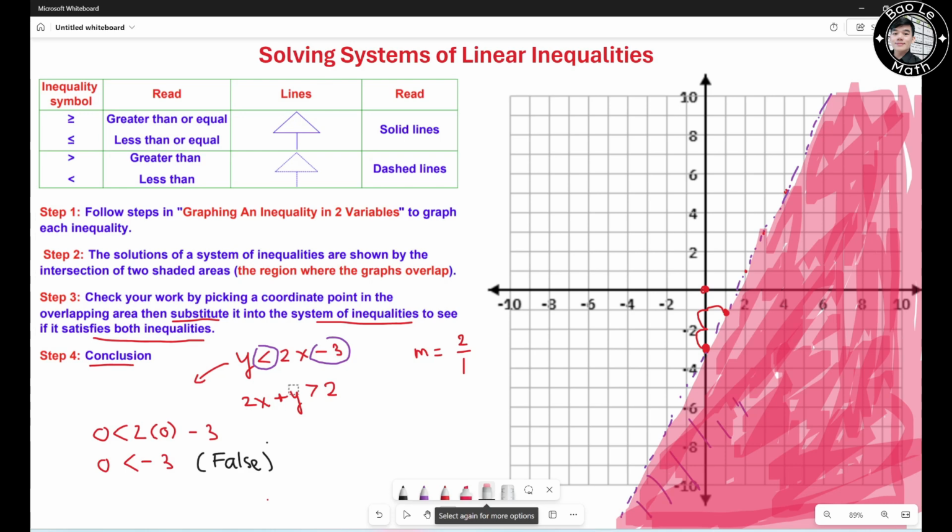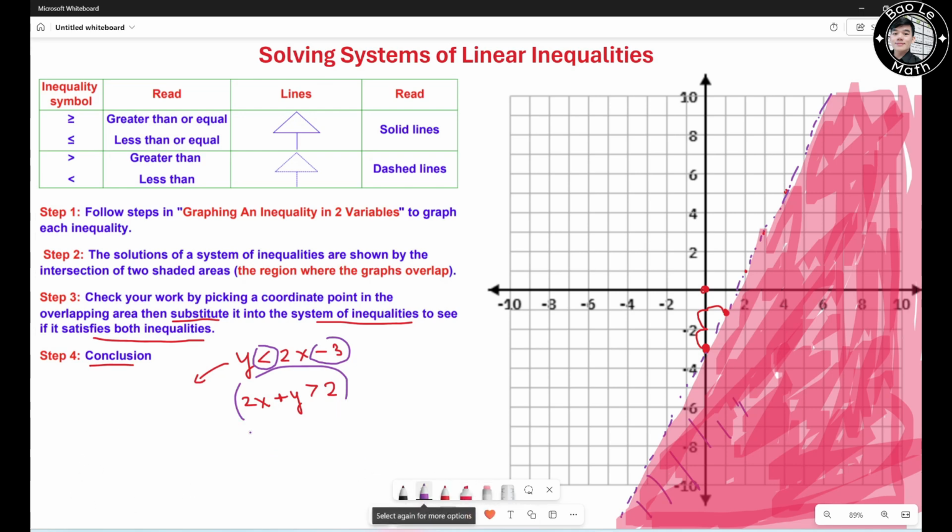Next, I need to graph the second inequality. The first thing I need to do is convert it into slope-intercept form. So I subtract 2x from both sides, and this cancels out. So y greater than negative 2x plus 2. Then I graph it, starting from the y-intercept. The y-intercept equals 2, so it's right here.